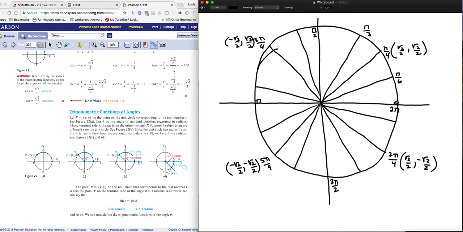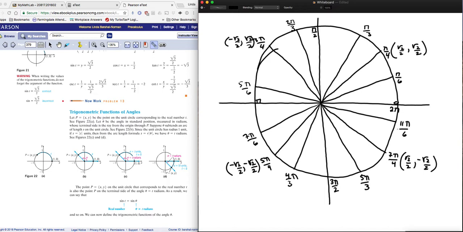All right, so 1/6, 2/6, 3/6, 4/6, that was 2/3. What did I just say? 4/6, 5/6, 6/6, 7/6, 8/6, that's 4/3, 9/6, 10/6, and 11/6. All right, so now I have all the 30 and 60-degree angles filled in.